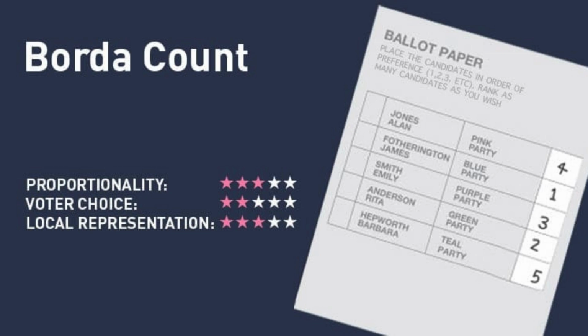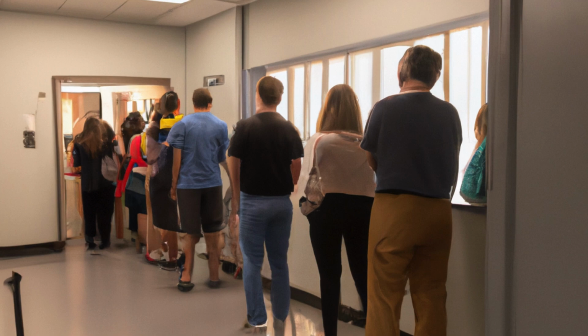Next is the Borda count system. Instead of choosing just one candidate, voters rank all the candidates. Points are then assigned based on the rankings. Your top choice gets the most points, and your last choice gets the fewest. The candidate with the most total points wins. This system captures more information about voter preferences than plurality, but can be manipulated if voters exaggerate their rankings.